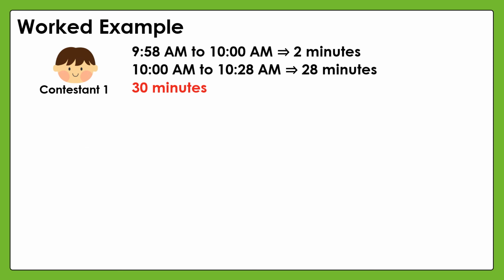Let's see contestant number 1, 9:58 a.m. to 10 a.m. That is 2 minutes. 10 o'clock a.m. to 10:28 a.m. That is 28 minutes. So 2 minutes plus 28 minutes, the answer is 30 minutes.